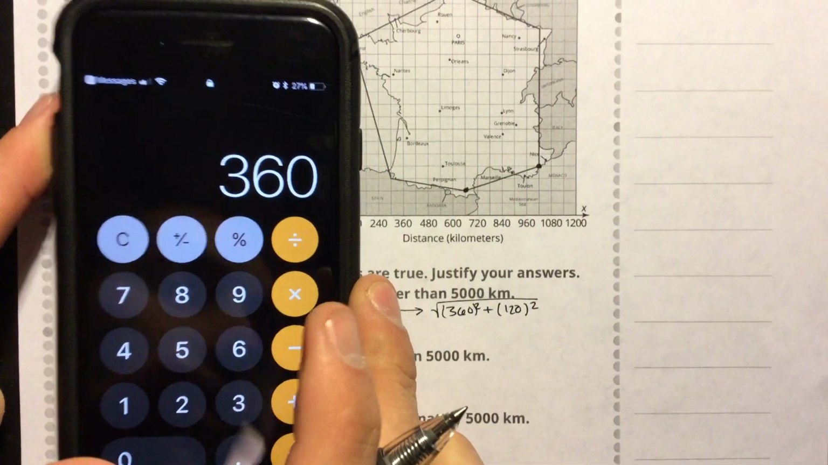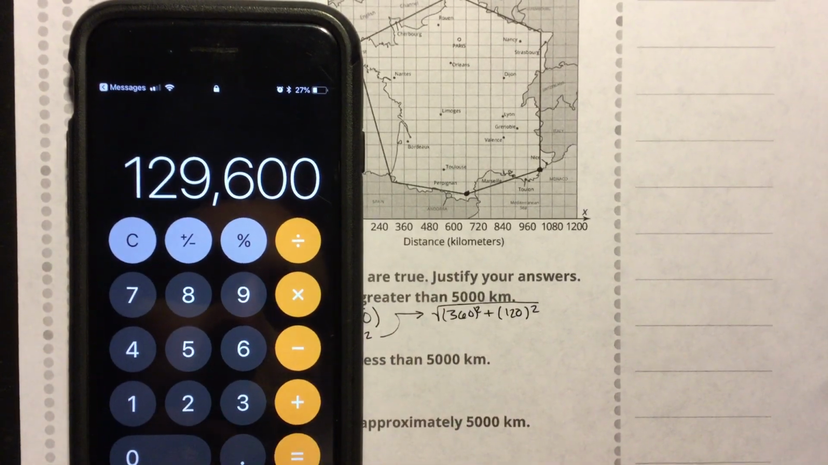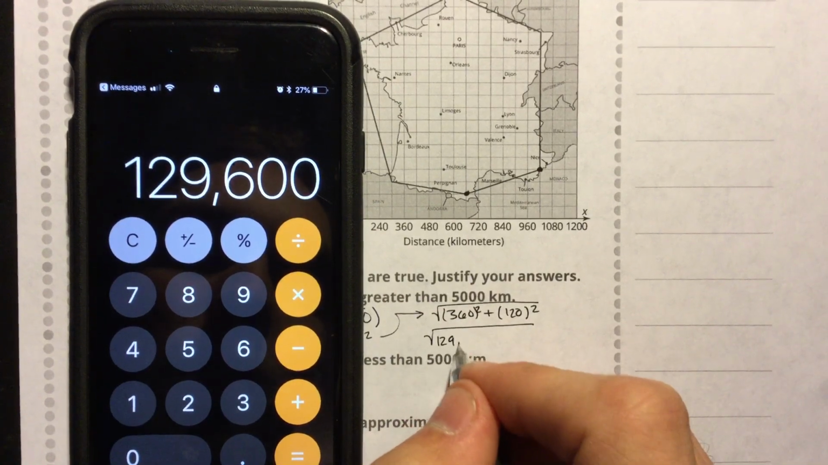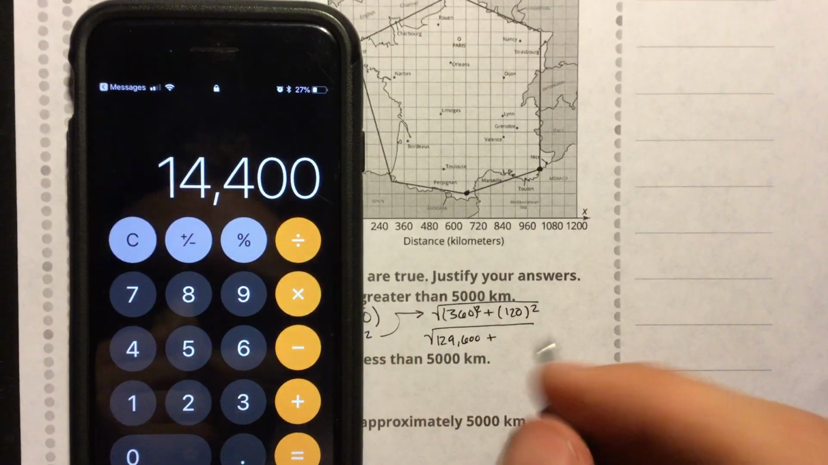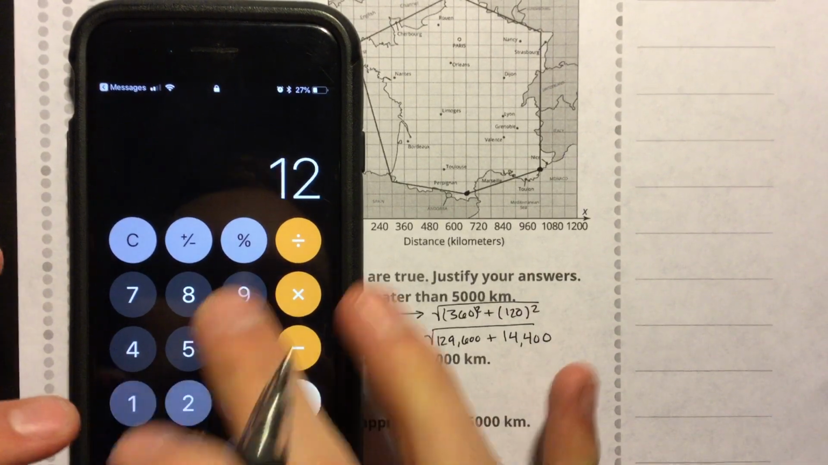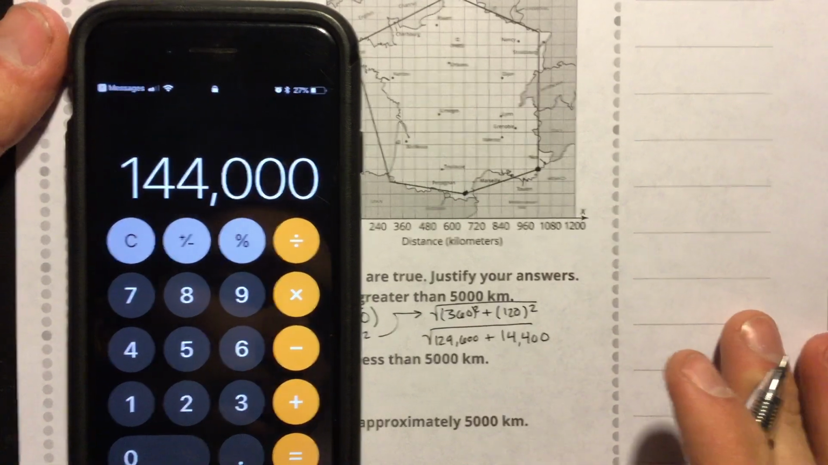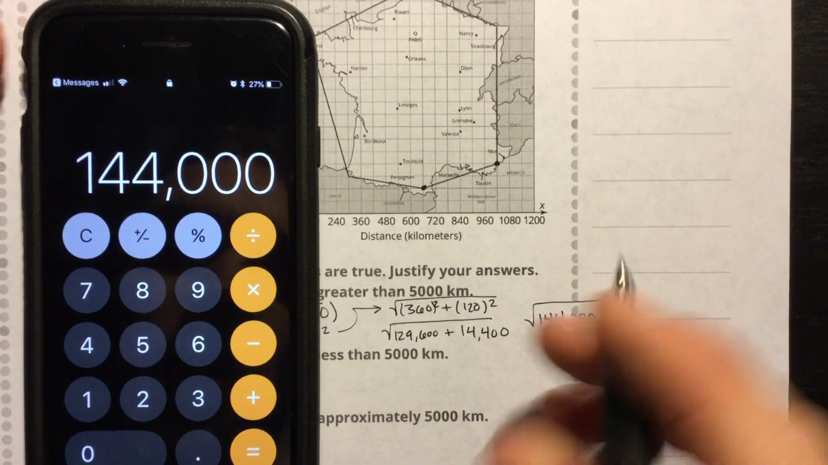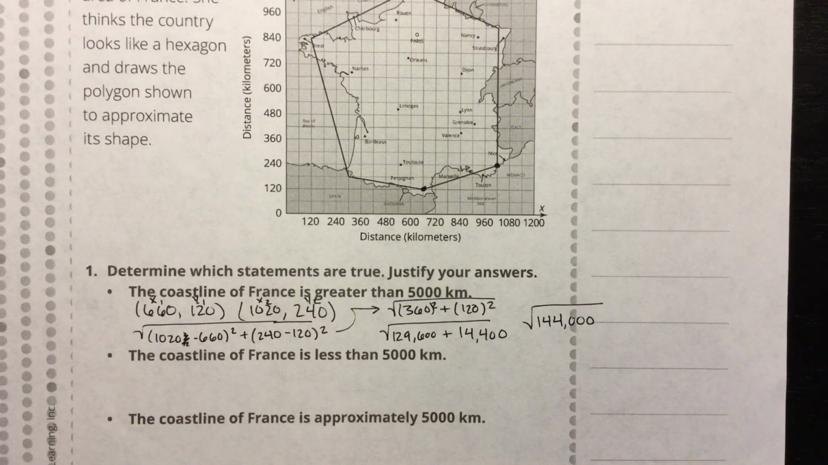Okay, so now on my calculator, we're going to do some fun here. 360 times 360 is that crazy number. Okay, so remember, I still need to do the square root after this. So 129,600 plus, so 120 times 120 is 14,400. Now I'm going to add that with 129,600, which is this part. So I get 144,000 exactly. So the square root of 144,000.